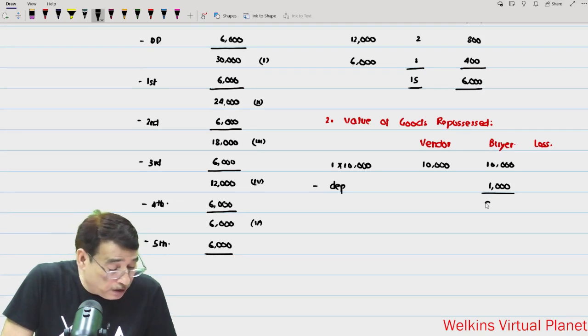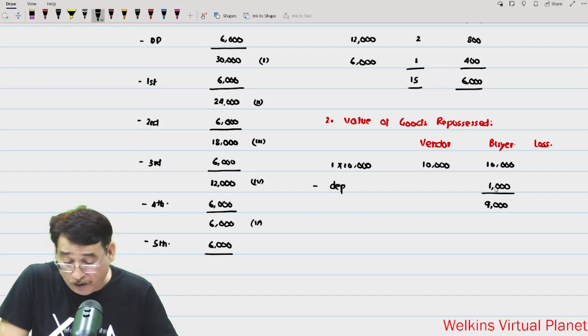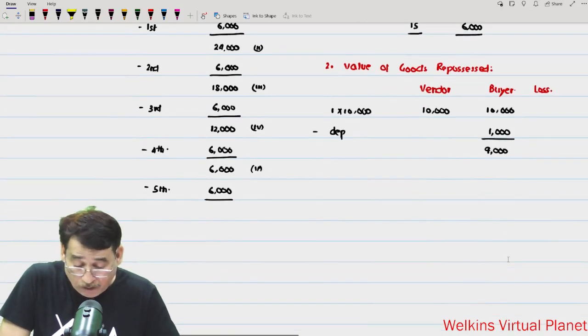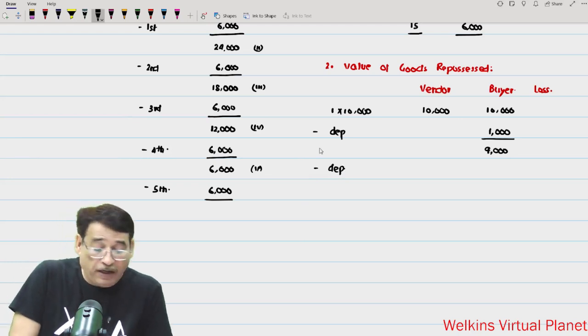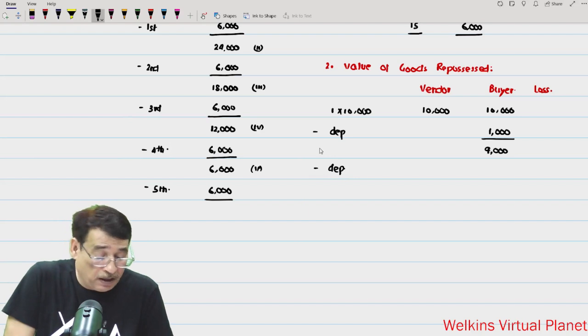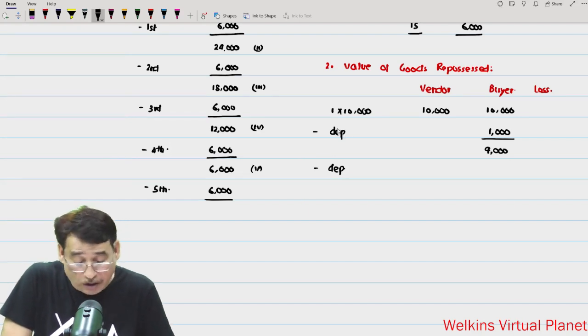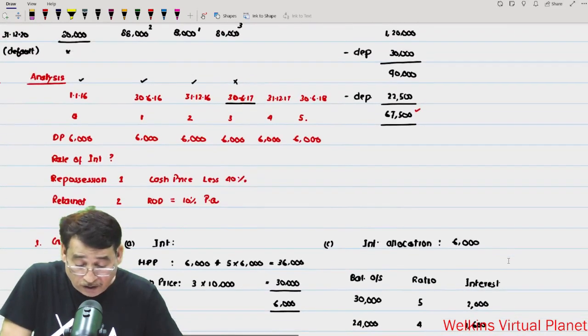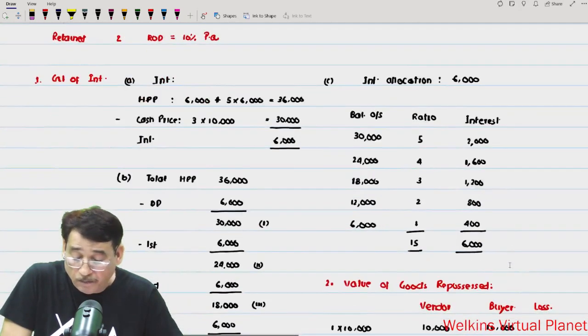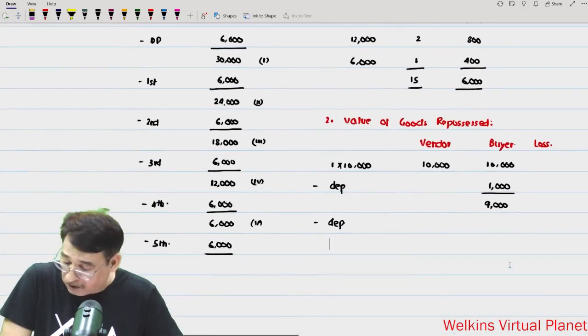So 9,000 is the value at the end of the first year, correct? And then again he is going to charge the depreciation. Remember, when the asset has been purchased, sir, the asset has been purchased on 1-1-2000. What was the date? I have forgotten in this particular case. 1-1-2018, I think it was the date.